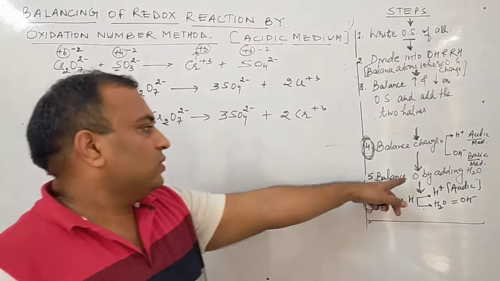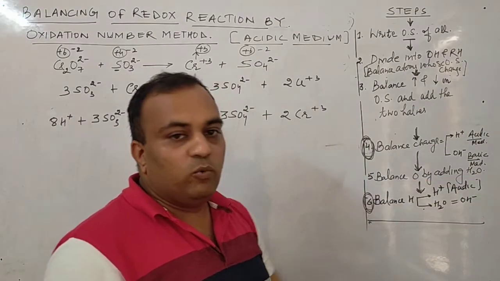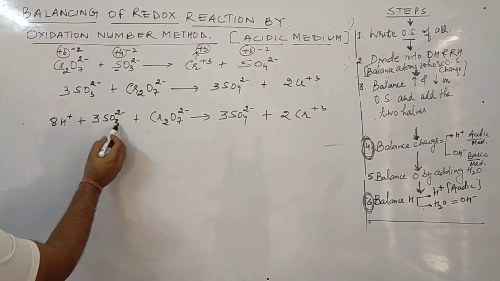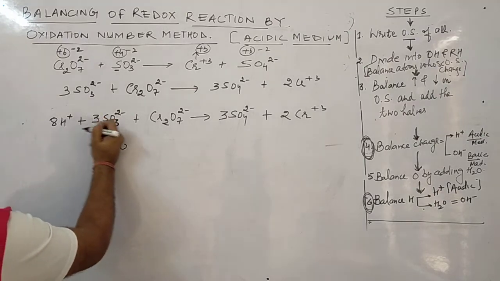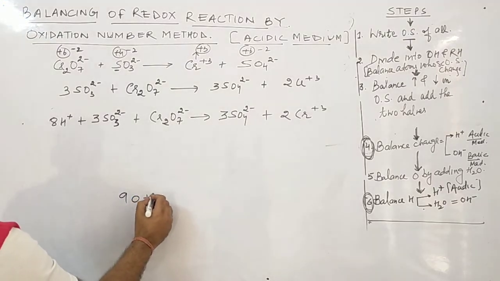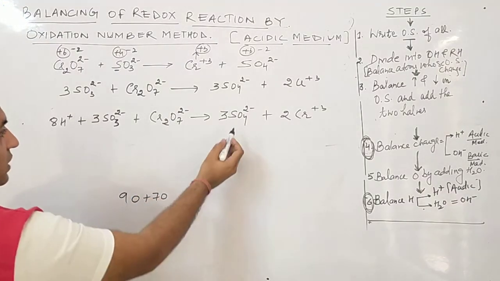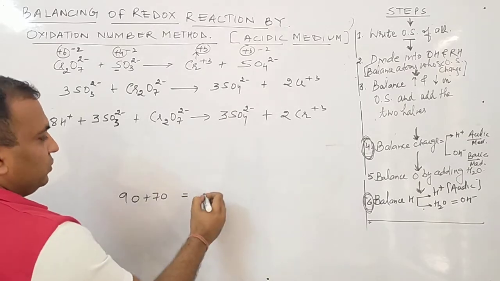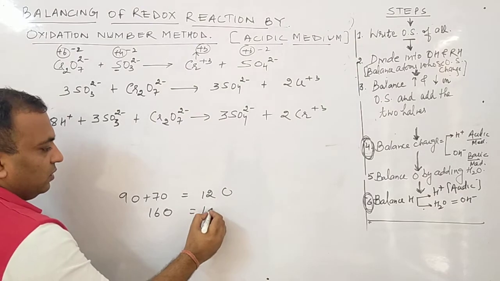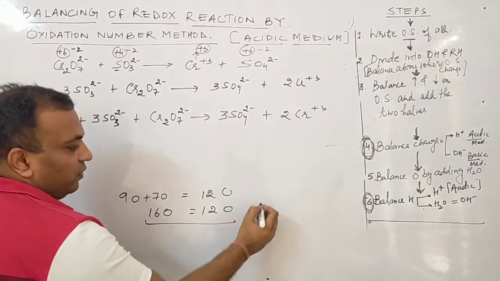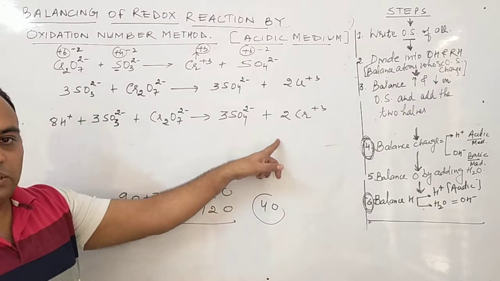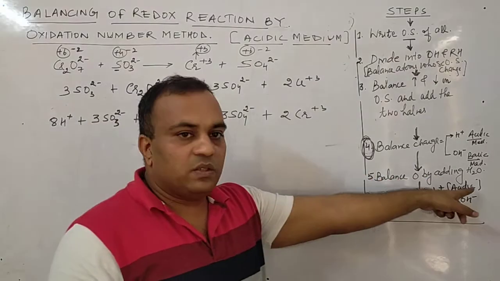After that I have to add oxygen, and for oxygen beta I have to add water molecules. So oxygen, let's count. 3 3s are 9 oxygen plus 7 oxygen. On this side 4 3s are 12 oxygen. So 9 and 7 16 oxygen, 12 oxygen. Difference is of 4 oxygen. So 4 oxygen right side में कम है, तो वहां पर we will add 4 water molecules.